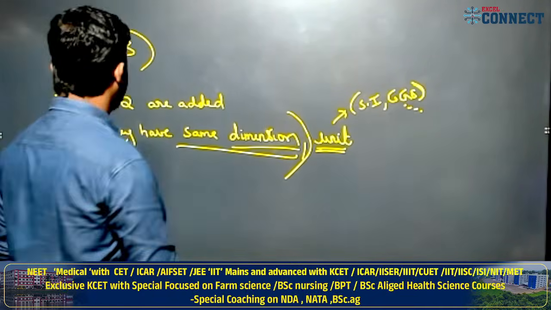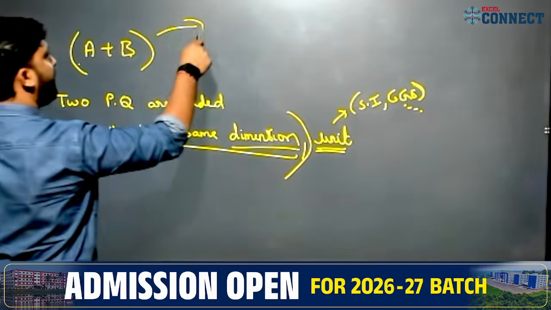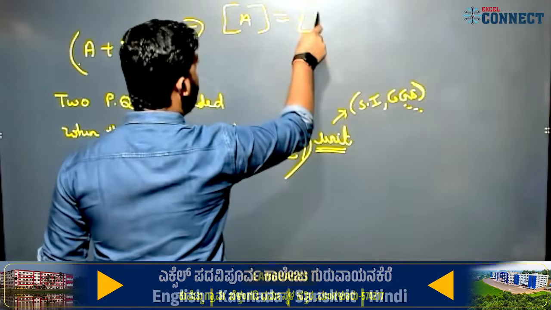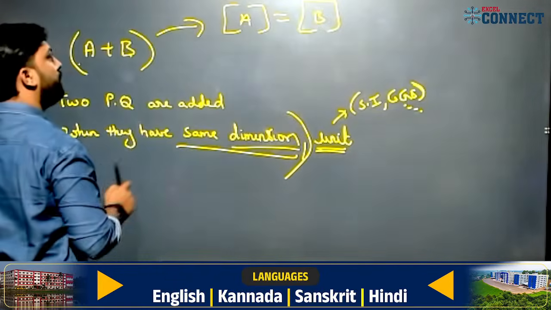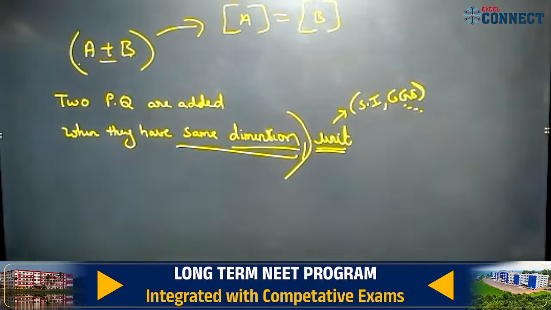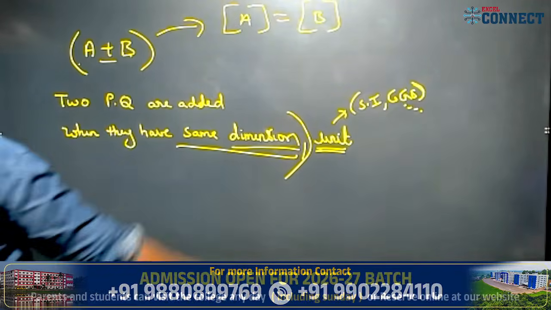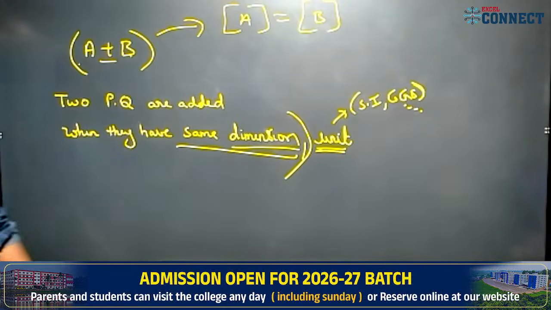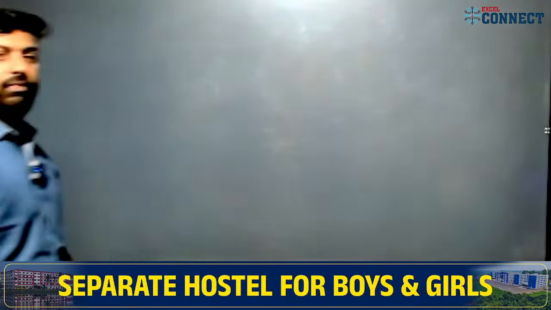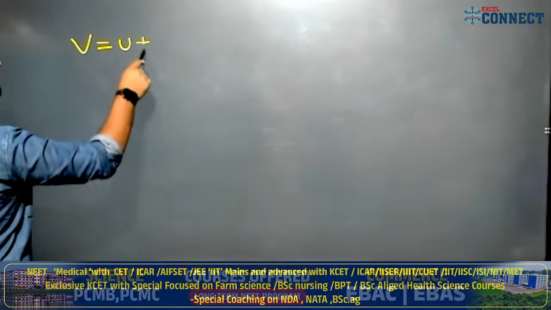Okay. So remember, when two terms are getting added, their dimension is same. So I can write dimension of A is equal to dimension of B. This can be plus or minus. When can we add or subtract? When these two have same dimension. Okay, so let us see whether the formula is correct. We have used this. V is equal to U plus AT.